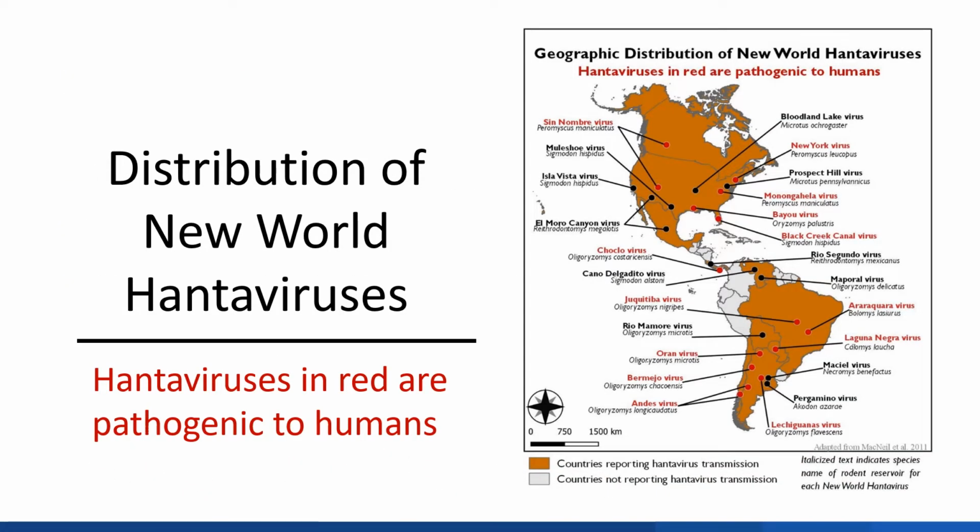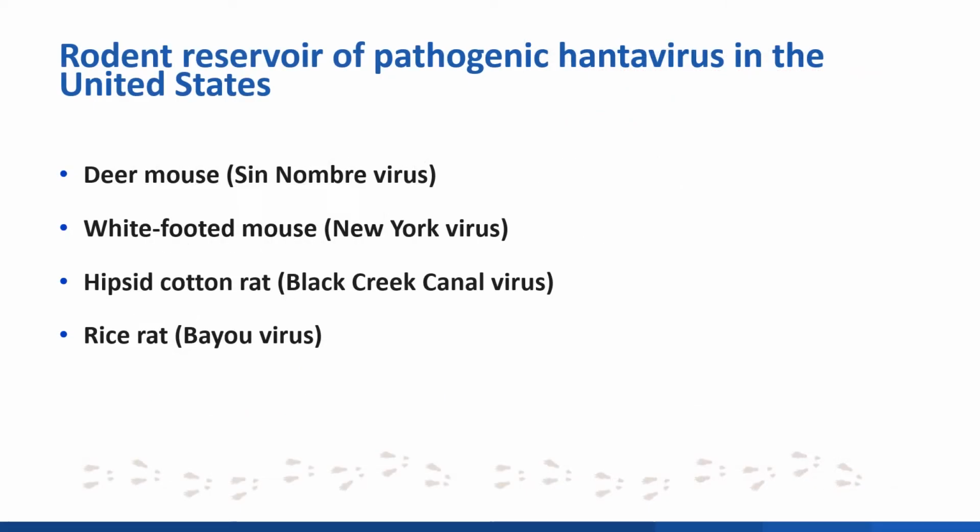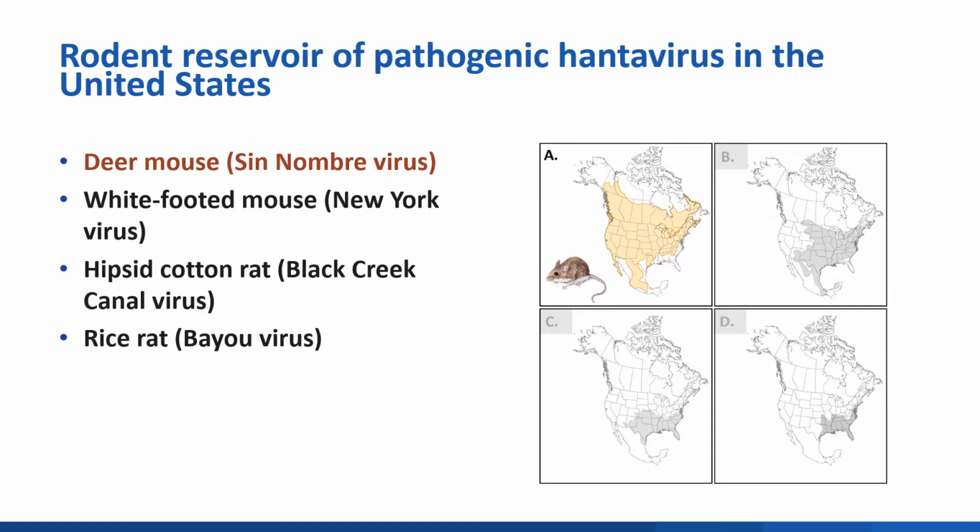This map shows the geographic distribution of New World hantaviruses. The virus names in red indicate viruses that are pathogenic to humans. The italicized text below the virus name indicates the name of the rodent reservoir for each New World hantavirus. In the United States, there are 4 pathogenic hantaviruses: Sin Nombre virus, New York virus, Black Creek Canal virus, and Bayou virus. Each of these pathogenic hantaviruses has a unique rodent reservoir.